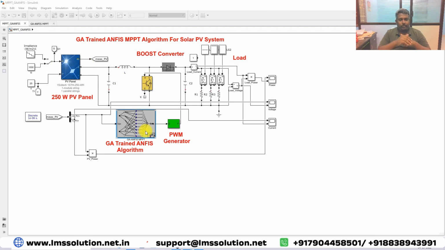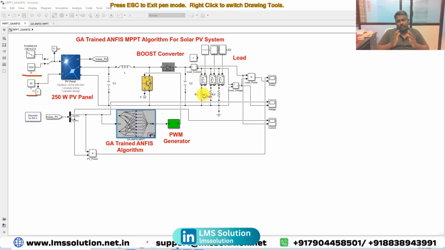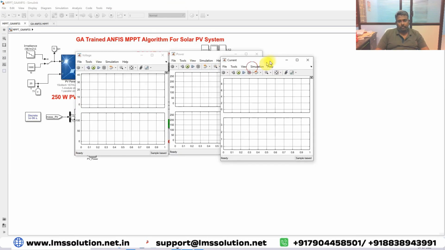Now we are going to see the simulation results for the GA trained ANFIS MPPT algorithm. Here I am going to fix the irradiation equal to 1000 and the temperature equal to 25 degrees Celsius, and then I am going to change the load every 0.3 seconds. I am going to change the load resistance value and check whether the GA trained ANFIS MPPT algorithm extracts the maximum power during that load variation. I'm going to simulate this model.